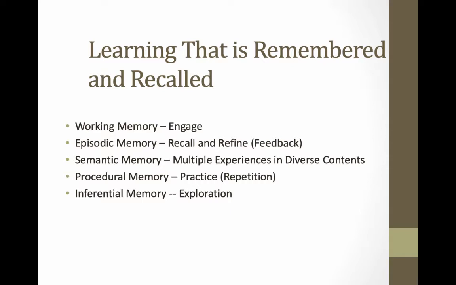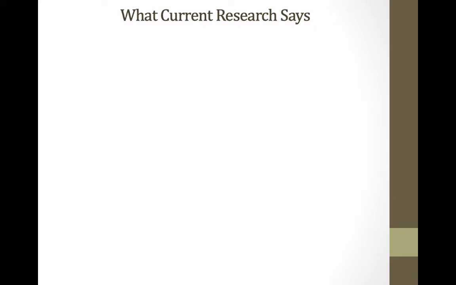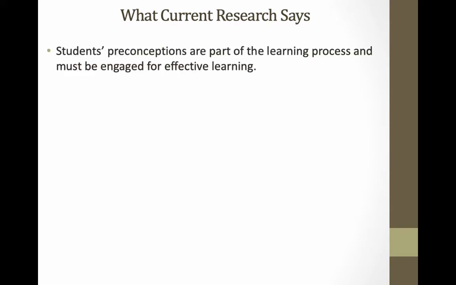How do we get it in semantic memory where it's in discrete context? We have them experience the same content, the same concepts and knowledge, in as many different and as authentic contexts as possible. Procedural memory we do by practice, and inferential memory by exploration. Okay, this is saying the same information in different ways. What current research says, students' preoccupations are part of the learning process and must be engaged for effective learning. In other words, what are they going to connect it with?